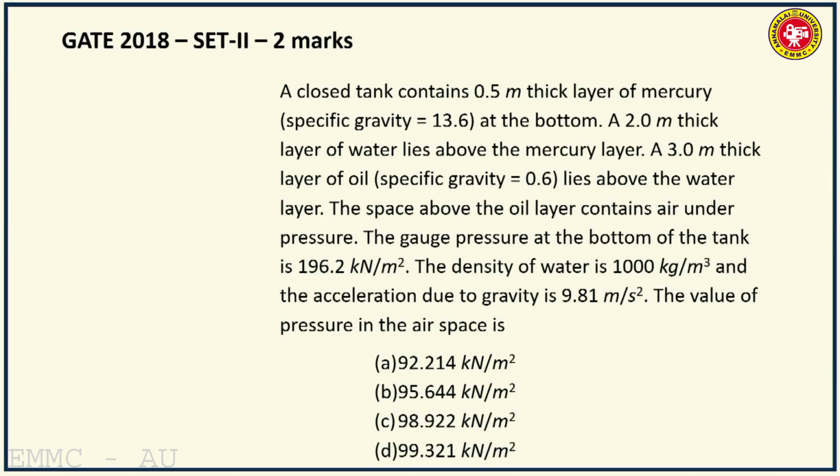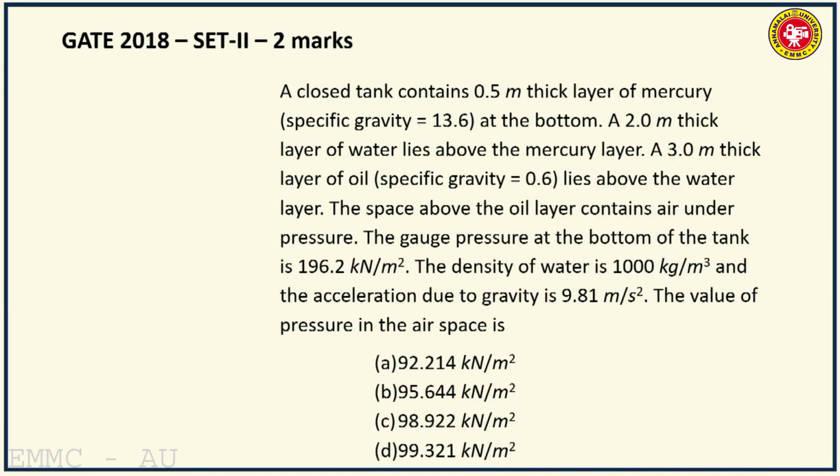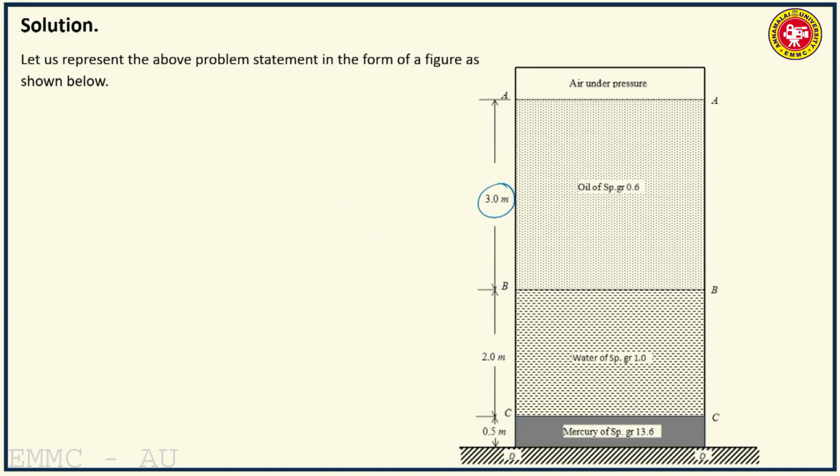Now let us go to the next problem, which has been asked in GATE 2018 in the second set, that is afternoon session, with 2 marks. A closed tank contains 0.5 meter thick layer of mercury at the bottom. A 2 meter thick layer of water lies over the mercury layer. A 3 meter thick layer of oil lies above the water layer. So first at the bottom, 0.5 meter of mercury layer, and over it you have 2 meters thick of water layer, and over the water layer you have 3 meters of oil of specific gravity 0.6.